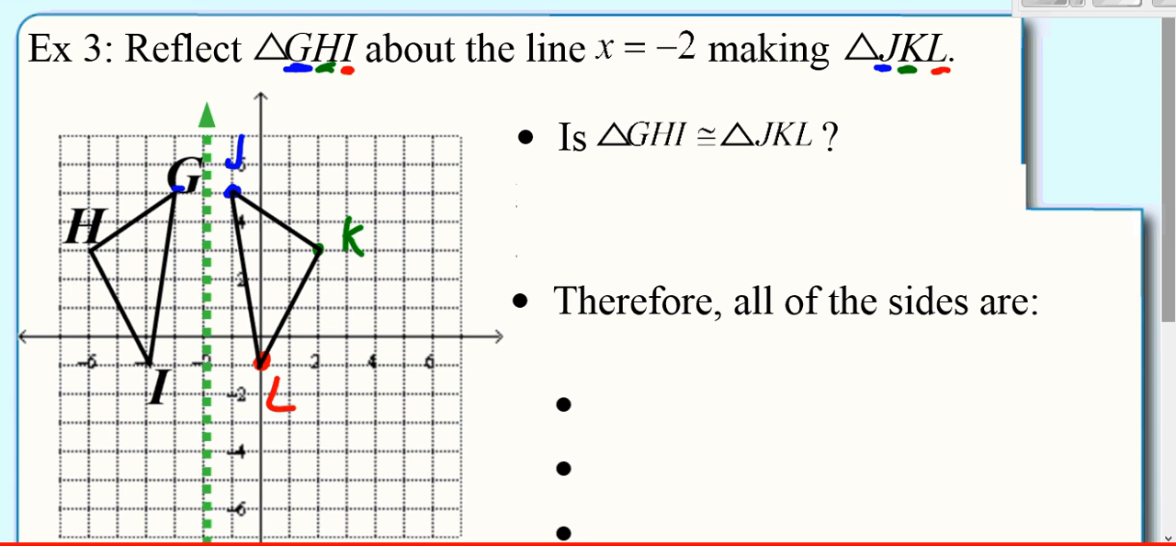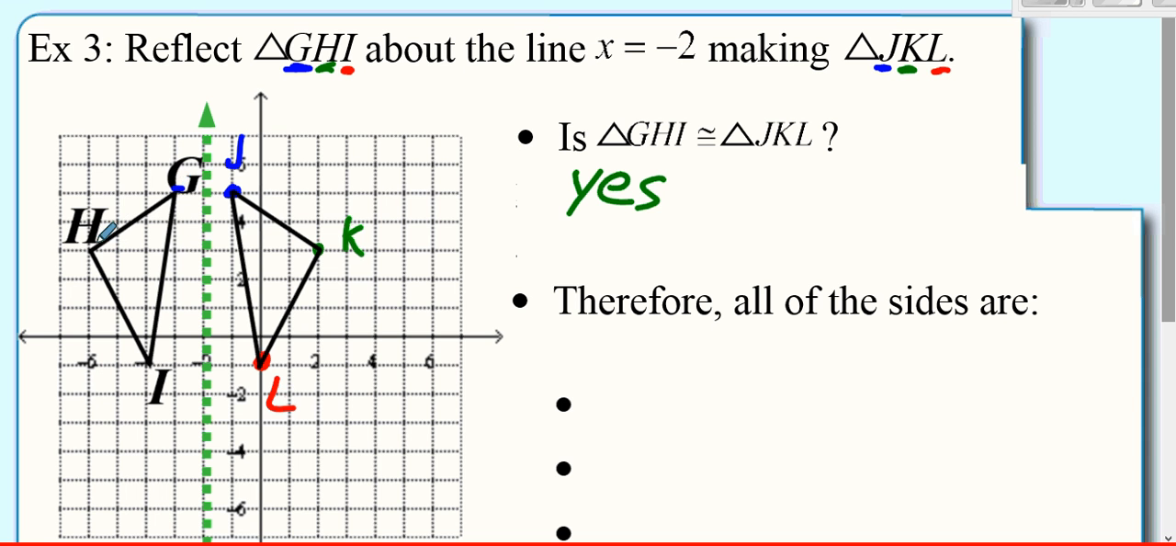So are the 2 shapes congruent? Are the 2 triangles congruent? Yes, because it's a reflection and reflections keep congruency. So those are congruent because they are rigid motions. A reflection is a rigid motion that's going to keep congruency. That means all the sides are going to be congruent.